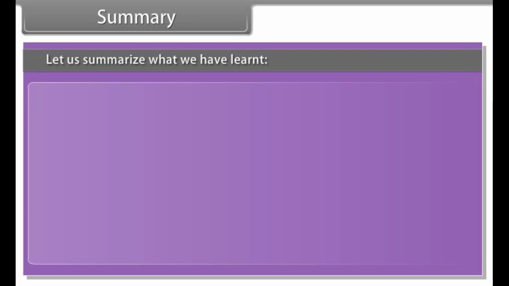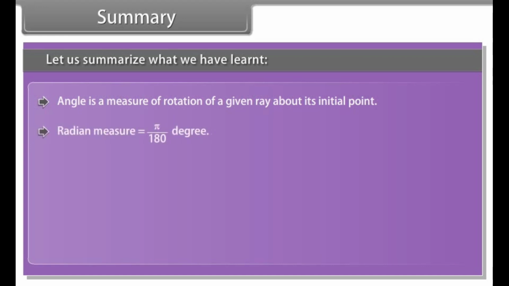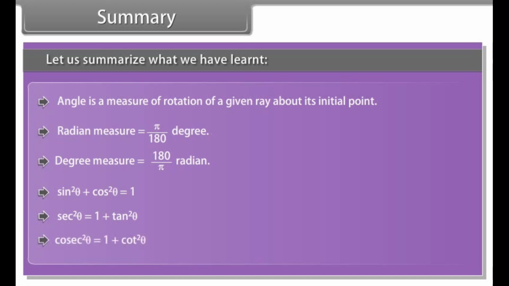Summary. Let us summarize what we have learned. Angle is a measure of rotation of a given ray about its initial point. Radian measure is equal to pi by 180 into degree measure. Degree measure is equal to 180 by pi into radian measure. Sin square theta plus cos square theta is equal to 1. Sec square theta is equal to 1 plus tan square theta. Cosec square theta is equal to 1 plus cot square theta.